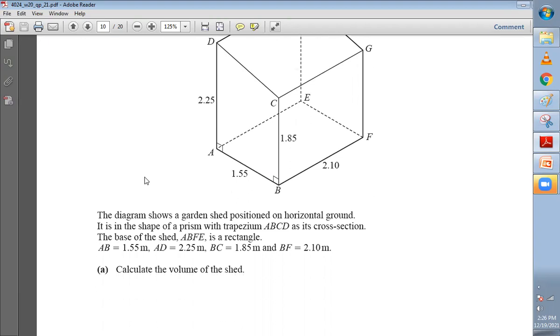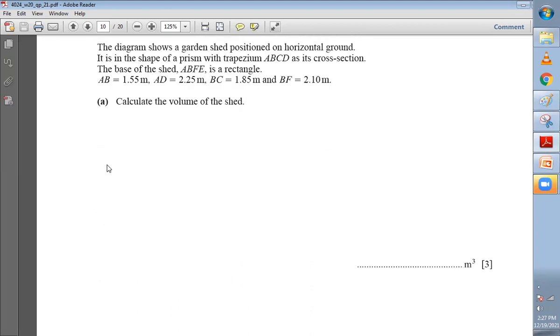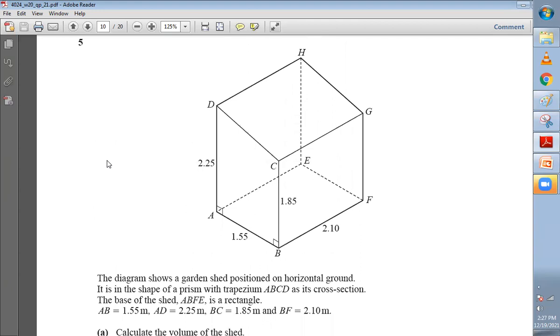Okay, so he says that it is in the shape of a prism with the trapezium ABCD as its cross section. The base of the shed is ABFE, a rectangle. AB is 1.55 meter. AD is 2.25 meter. The BC side is 1.85 meter, and BF is 2.10 meter. Their first question is find, it's a 3-mark question, the volume of the shed, and consider this as a prism. If you want to find the volume of this prism, the method is simple.